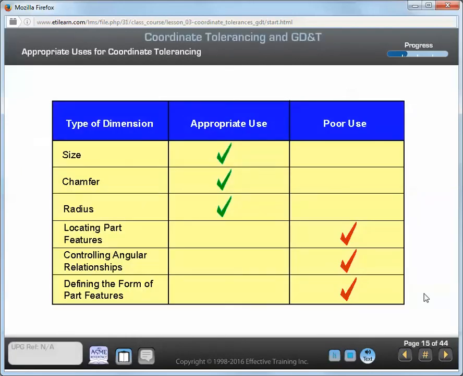The consequences of using coordinate tolerances are related to applications where coordinate tolerances are applied but cannot provide a single clear interpretation. Not all applications are poor applications for coordinate tolerances. However, you should only use coordinate tolerances to define size dimensions, non-critical chamfers, and tangent radii.